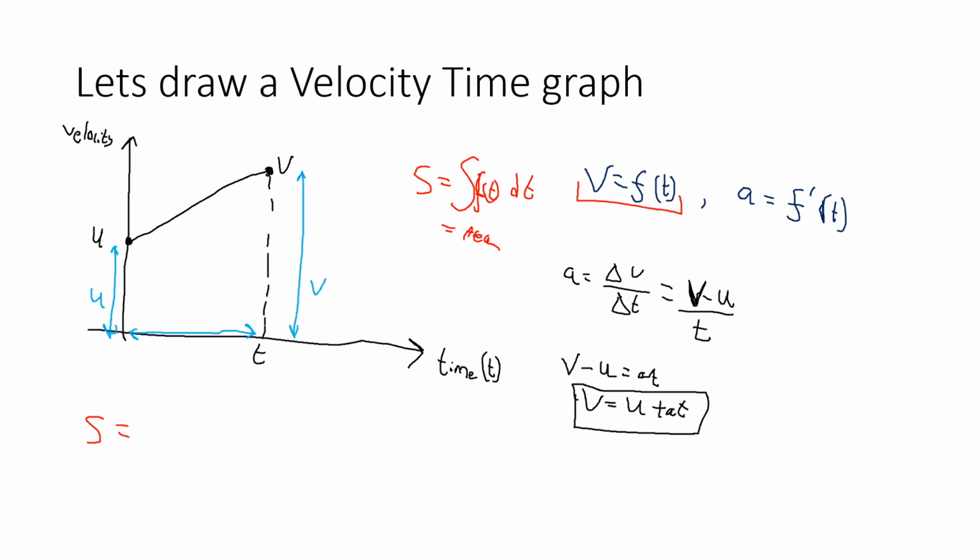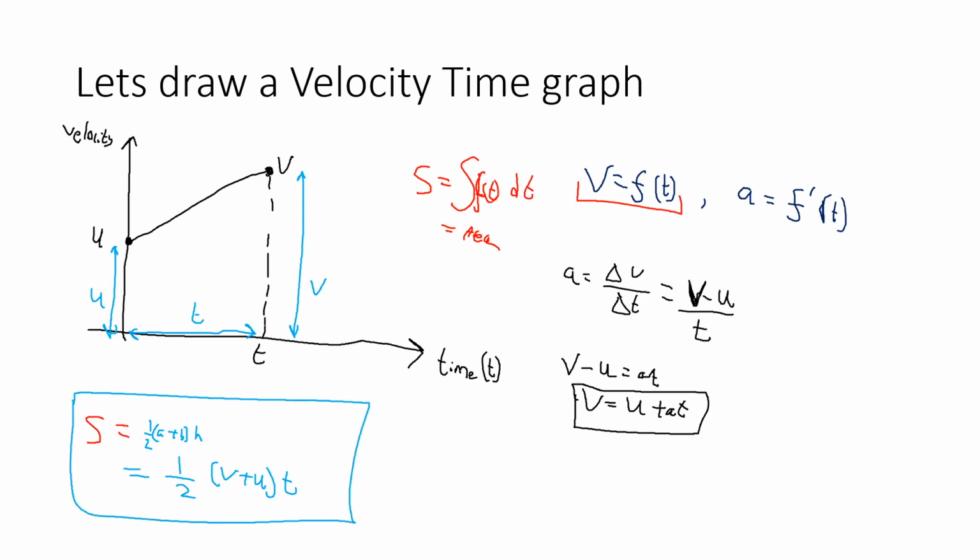What's the area of a trapezium? The area of a trapezium is a half (a plus b) times h, which is the same as a half (v plus u) times t. No memorizing. You've just derived 2 of the formulas of constant acceleration.